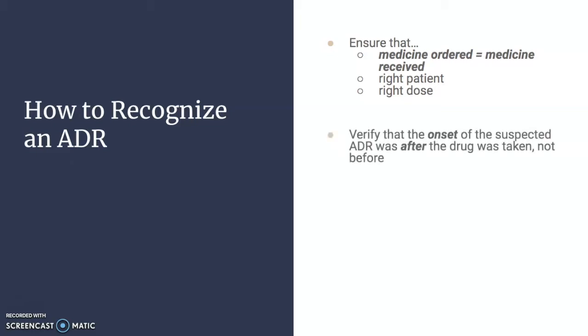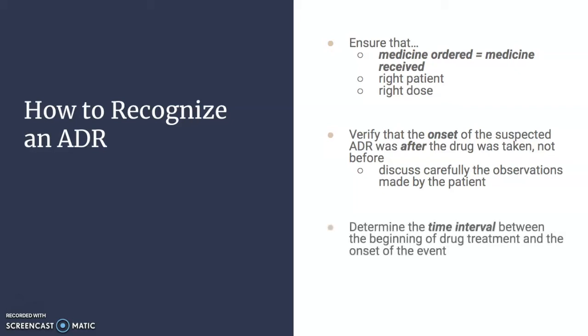Next, we want to make sure that the onset of this suspected adverse reaction was after the drug was taken, not before. We want to figure out if it's really the drug that is causing this reaction that they're experiencing. So discuss with the patient any observations they made about how they're feeling. Determine the time interval between the beginning of drug treatment and the onset of the event.